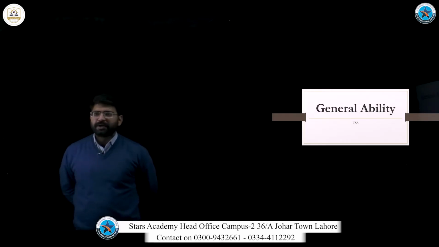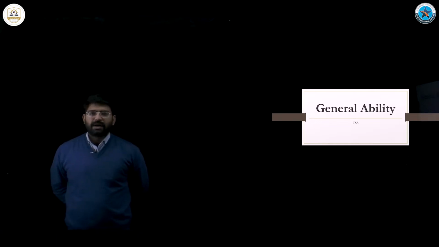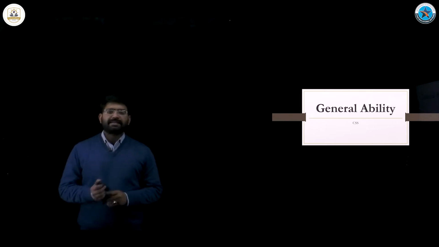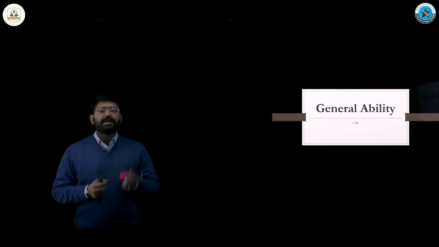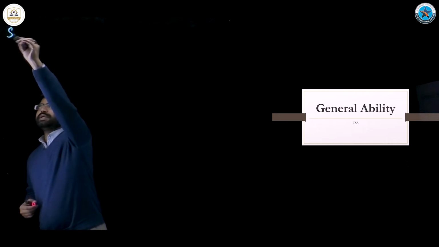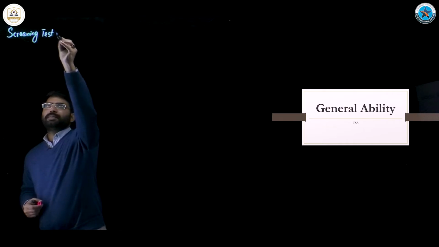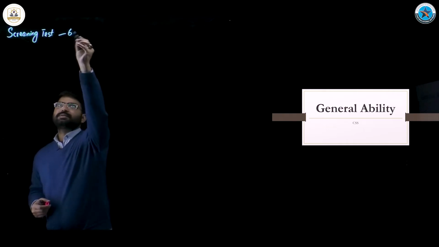This is a short video regarding the CSS screening test in which we shall be discussing general ability. The general ability part in the CSS exam is now divided into two main categories. What is that? Number one is the screening test. The screening part of general ability is of 60 marks.